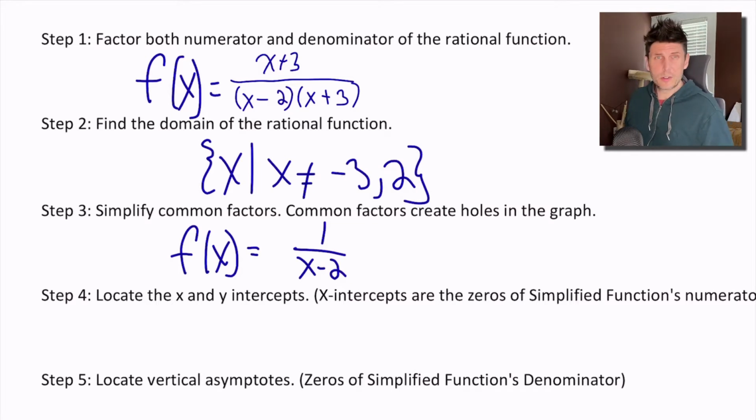This just got a lot easier. Some of you might recognize this as the function 1 over x shifted to the right 2 units. So we sort of have an idea for what this should look like, but it's still a rational function, and we're going to treat it like it is. So let's do this.